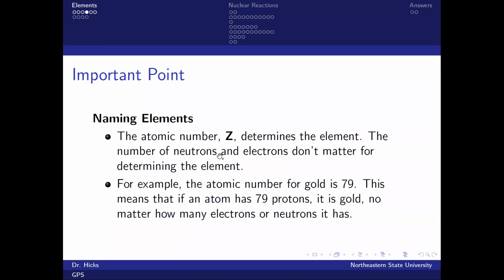So just to reemphasize this point, the atomic number, that is what determines the element. So all gold atoms have 79 protons. You can change the number of electrons, you can change the number of neutrons, it's still gold. If you change the number of protons, then it's a different element. So the atomic number identifies the nucleus.